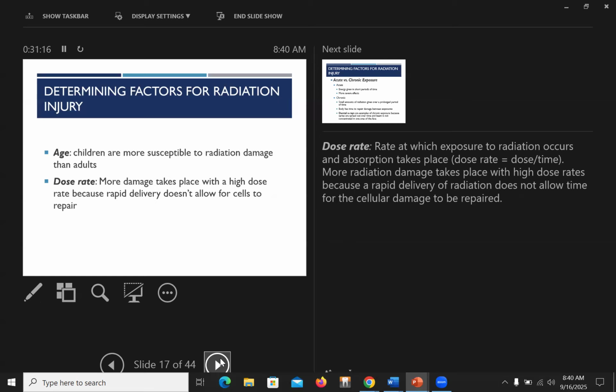And then the dose rate: more damage takes place with a high dose rate. So it's like an acute dose rather than a chronic dose. Dental x-rays are considered chronic doses. You get a small dose once or twice a year, maybe even less frequently. But if you go in for some kind of larger scan or radiation therapy, that's going to be a more acute dose, a larger dose in a shorter period of time, so a higher dose rate.